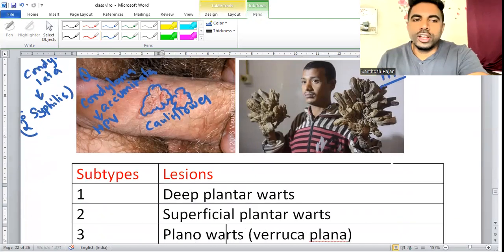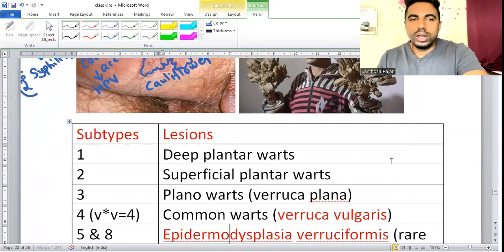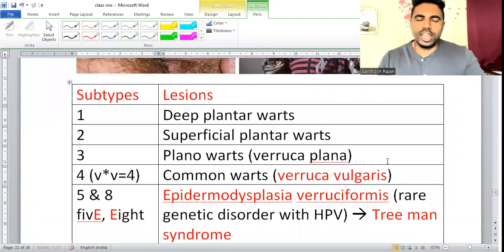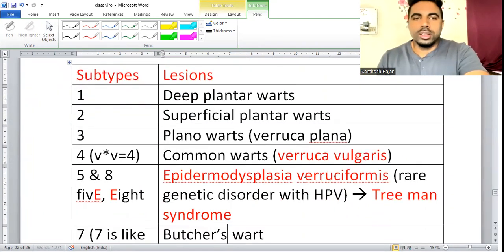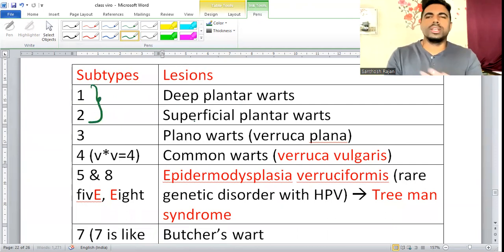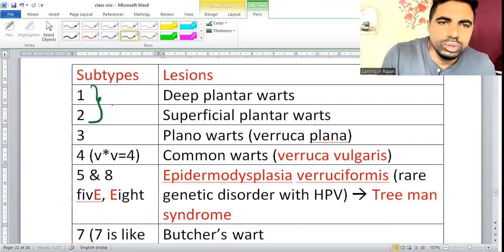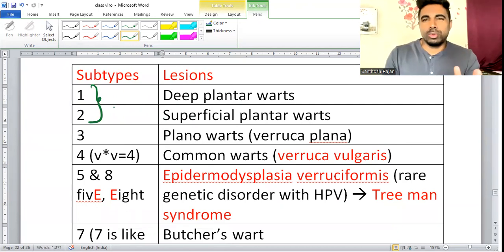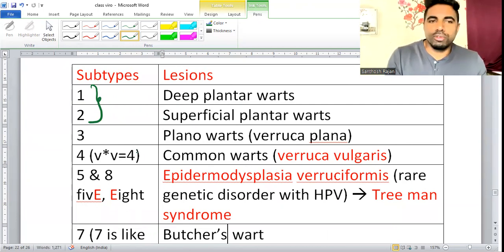So different types. We have types 1, 2, 3, 4, 5, and 8. And then cancer variants. Remember here, type 1 was the plantar wart. 1 and 2 are for plantar wart. Nothing much. The common wart, you can say this. Not exactly common wart, because common wart is caused by number 4. How to remember 4? V, no? Two Vs are there. Verruca vulgaris.